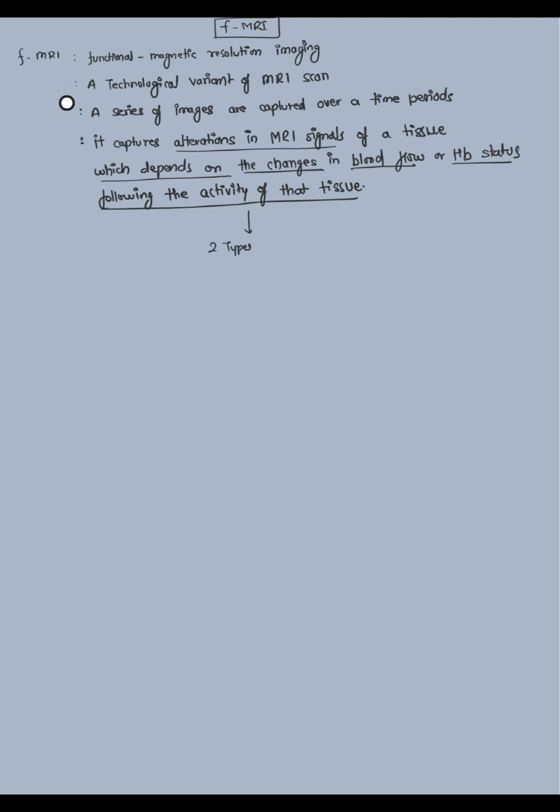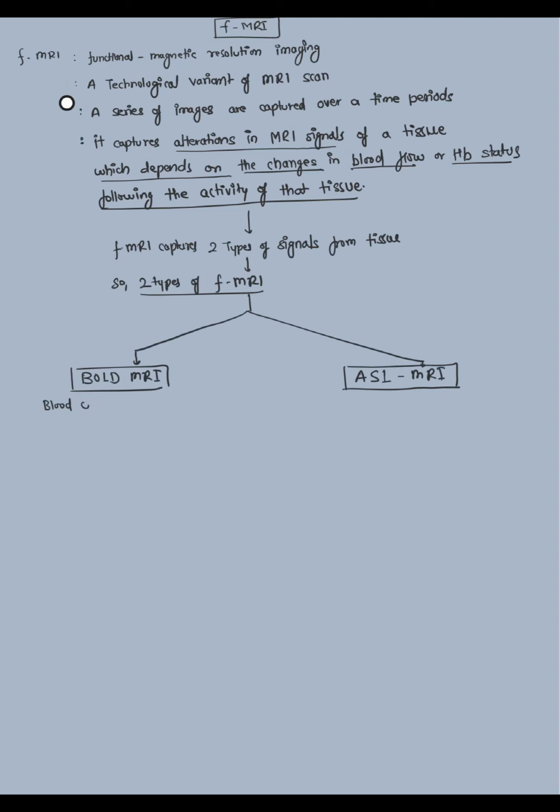So there are two types of functional MRI. One is BOLD MRI, another is ASL MRI. BOLD is the full form of blood oxygen level dependent MRI. ASL means arterial spin labeling. We are labeling the arterial spin. The ASL MRI can also be called perfusion MRI because it indicates the blood flow of the tissue.